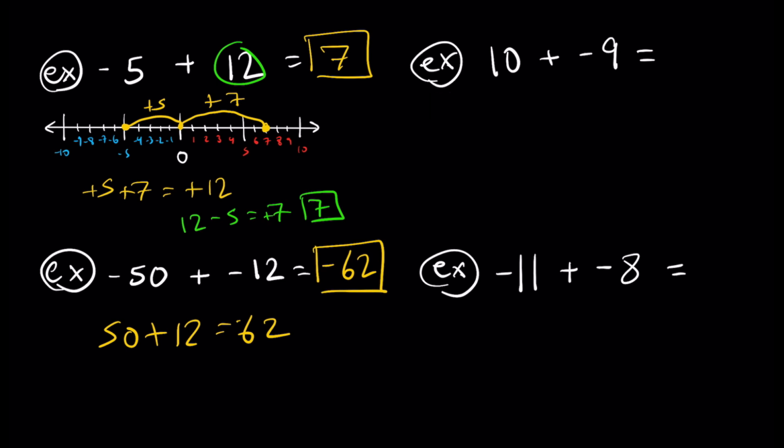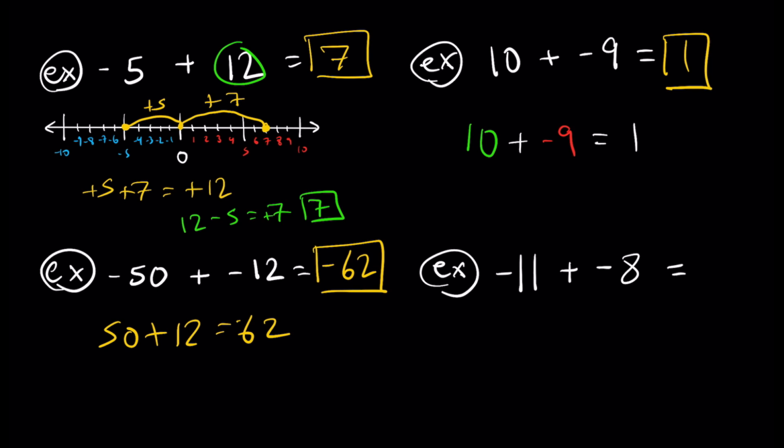Up here, 10 plus -9, these have different signs. So I can just subtract them. 10 minus 9 is 1. And we're going to give 1 a positive sign because 10 is the larger number. So that's our answer. Another way to think about it is, hey, I got $10. But then I decided to spend 9 of it, or I lost $9. So I'm just going to be left with $1.